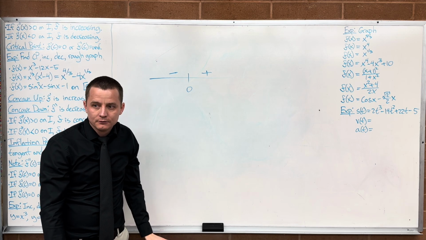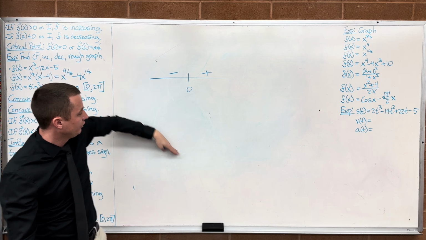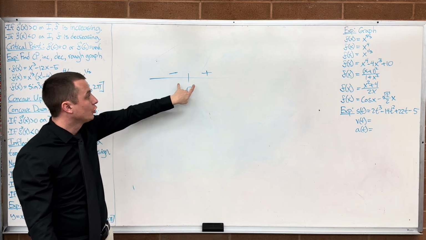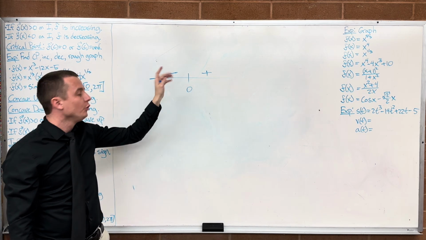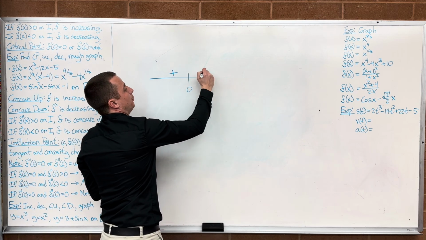Local min, wouldn't it be? Oh, local min, thank you. We are decreasing and then increasing, so local min. How do we determine it's a local min? We have to look at a point to the left and the right. And how do we determine if it's a local max? We have to look at a point to the left and the right.